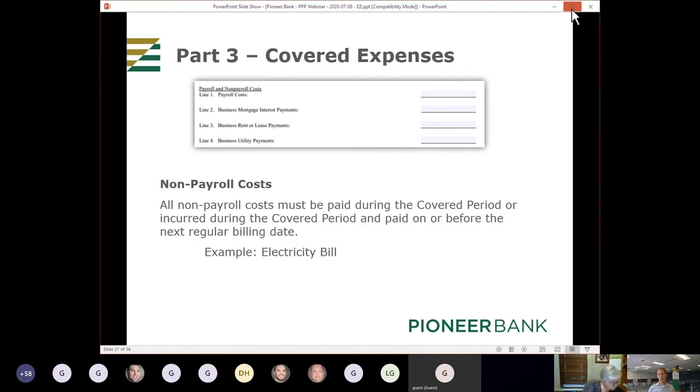All right, and then one other note on non-payroll costs. Some non-payroll costs must be either paid during the covered period, or incurred during the covered period and paid on the next regular billing date. An example would be your electricity bill. Let's say you always pay the electricity bill on the 15th of the month, but your covered period ends on the 1st of the month. A portion of that bill you're paying was for during your covered period. So you can include that prorated down to the days that are in the covered period, as long as you paid it on the normal regular billing date immediately following the end of the covered period.